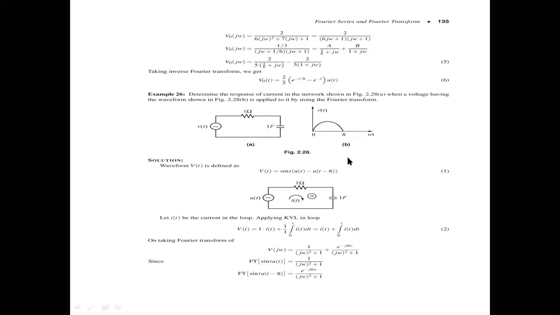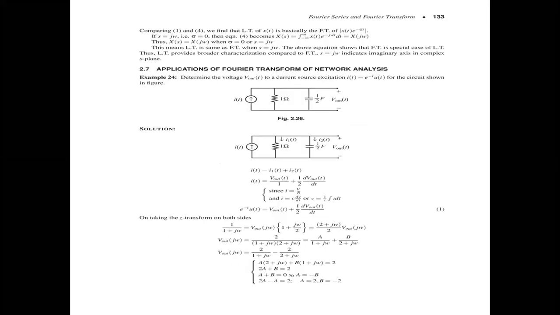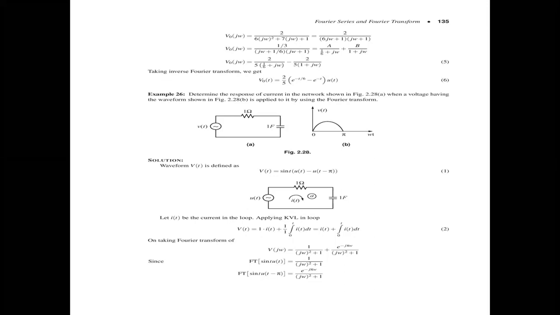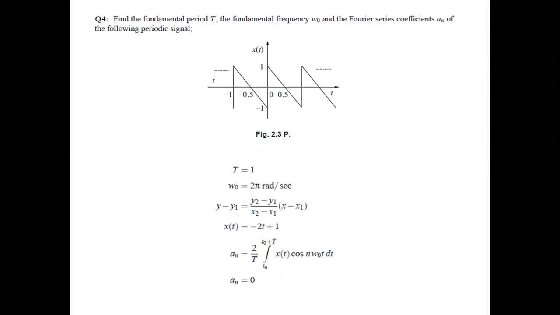You can find out any Fourier transformation for the given network signals. I explained the two: in one the current is given and you have to find out the voltage, and here the voltage is given and you have to find out the current. Okay, my dear students. The next one is a simple thing.